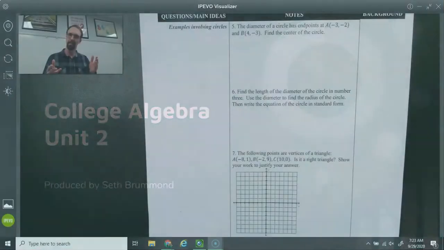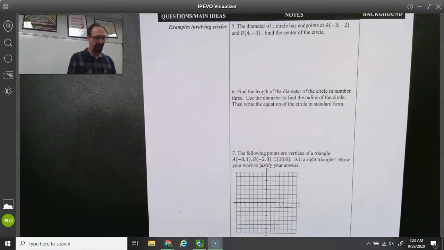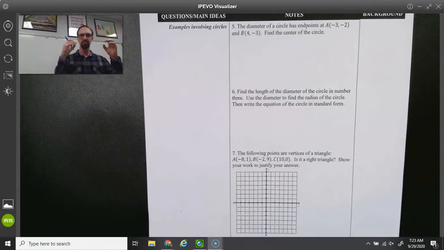Now we're going to talk about some examples with circles. Here we're talking about the diameter of a circle has these endpoints. So these points are kind of on the edge, or the outside part of the circle. It says find the center of the circle.